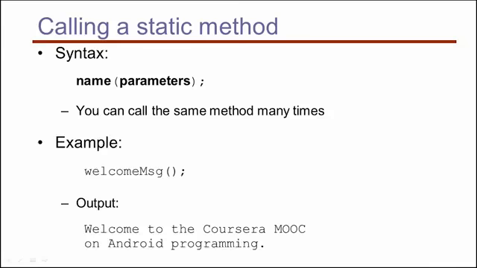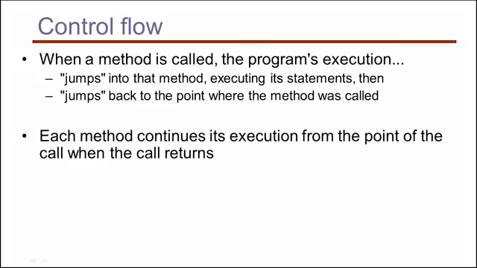For example, we can call the welcome message method that we defined on the previous slide, and each time we do so, the same message will be printed on the display. When you call a method, your program will temporarily pause executing the calling method and branch to the called method and begin executing it. When the called method is done executing, the program will return to the point of the call and continue execution where it left off.